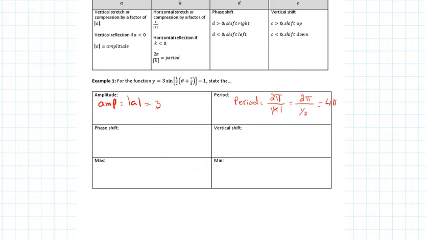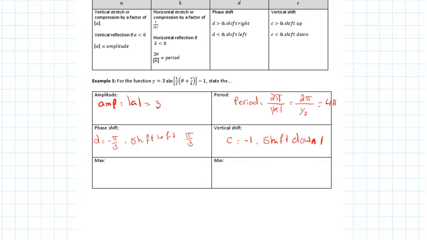Phase shift, so we're looking at this. This is my phase shift, and since it's positive here, that means it's negative. So I have a phase shift of negative pi over 3, or shift left pi over 3. Vertical shift, so this is my vertical shift, and in this case I have a vertical shift up, or down, sorry, because it's negative 1.